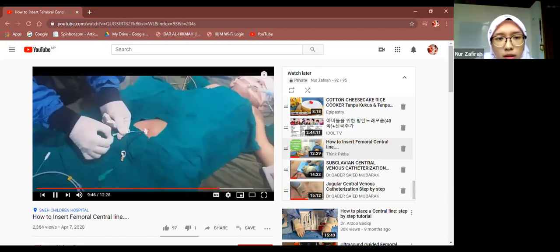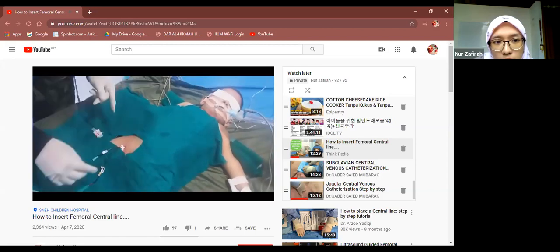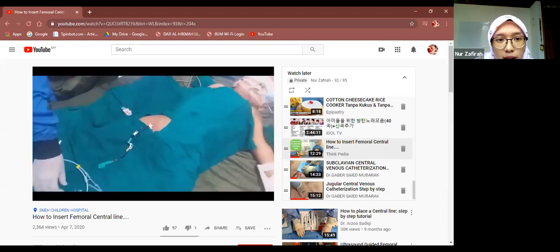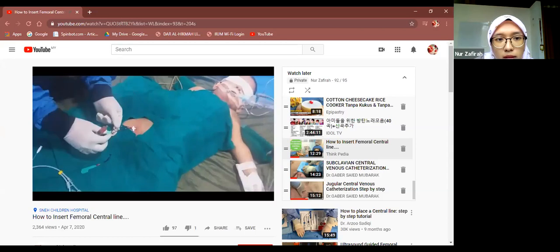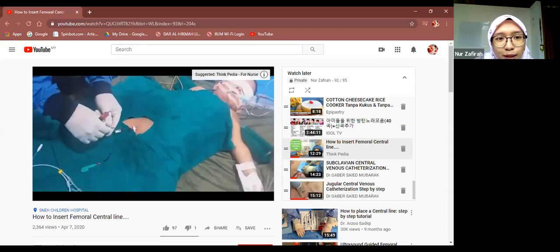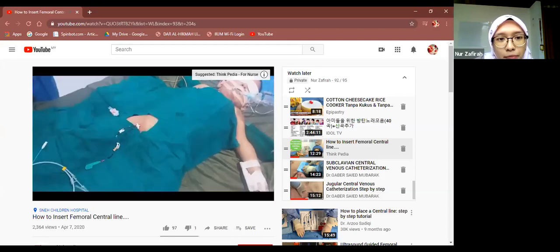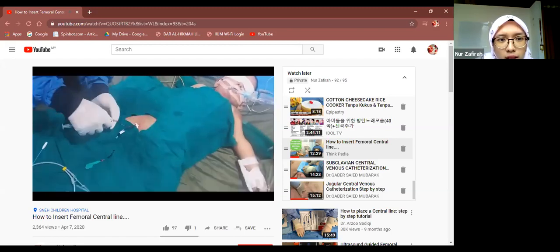So next, after that, the guide wire we remove and the femoral line catheter remains at that site. And you can see there is a black ring which indicates the insertion depth into the femoral vein. And then the doctor will flush each of the lines.